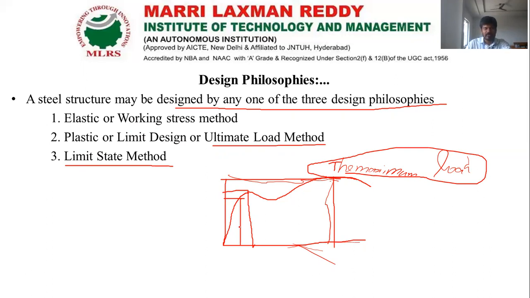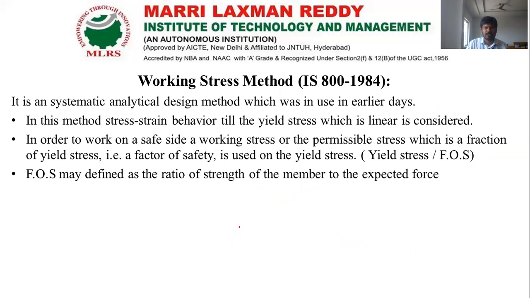So these are the design philosophies, or design criteria, or design methods we can have for the design of steel structures. The working stress method was used in the years up to 1984. Sorry, from the year 1984 onwards we utilized it till 2007. In 2007, the Bureau of Indian Standards released the new code with respect to limit state design, that is IS 800 2007.